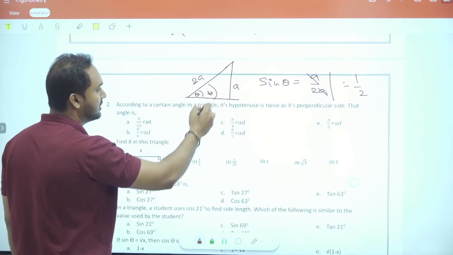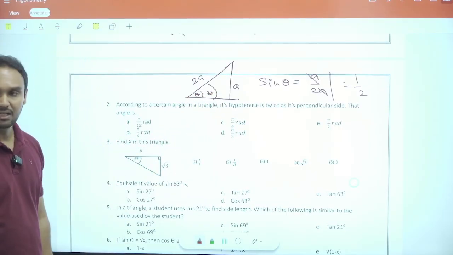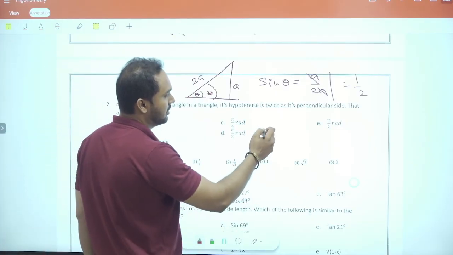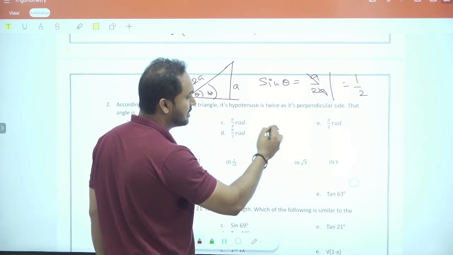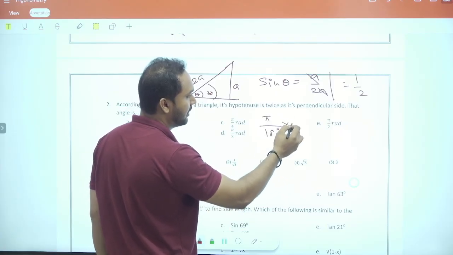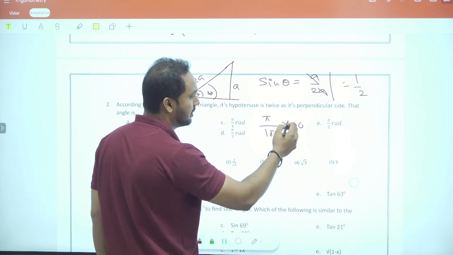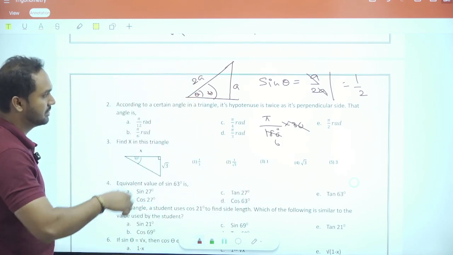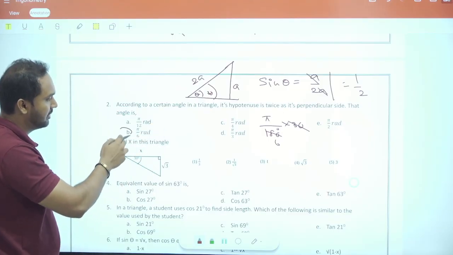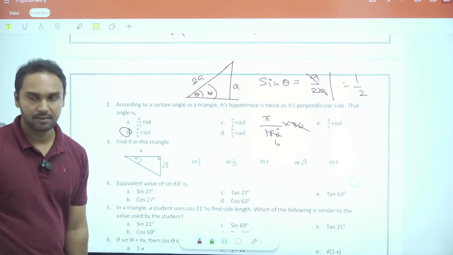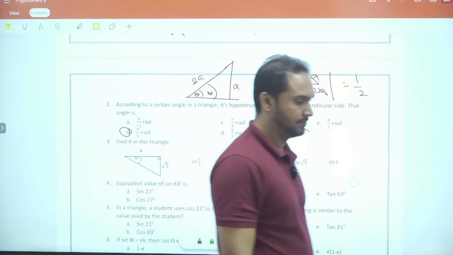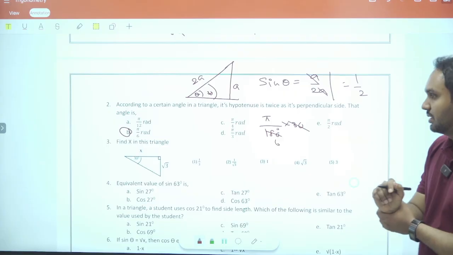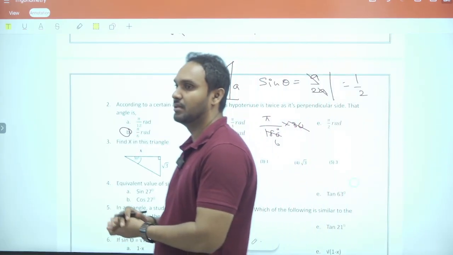But the angle isn't given in degrees. The angle is given in radians. So how much is 30 degrees? How do you find it? You know 180 degrees is π. You have to find how much the 30 is. How many 30s are there? 6, right? So π over 6, which is this one. B. Answer is B. Understood it? Right. Go through all the questions in the tute and the questions in question bank 1 as well.